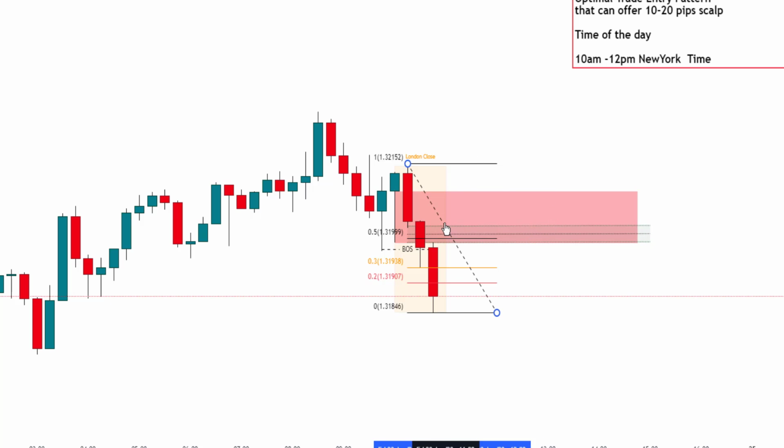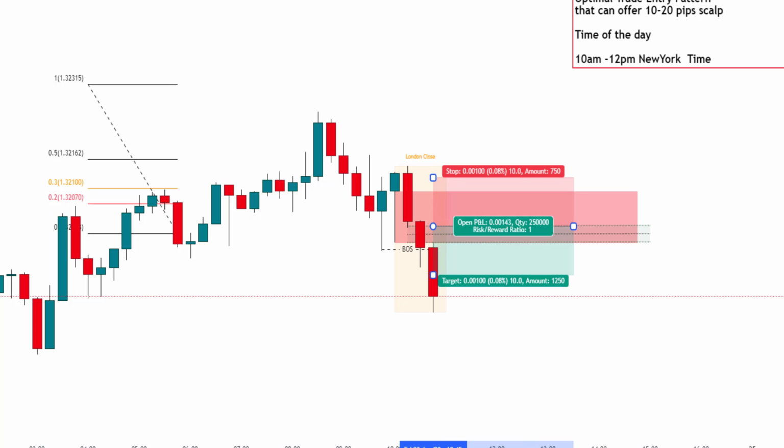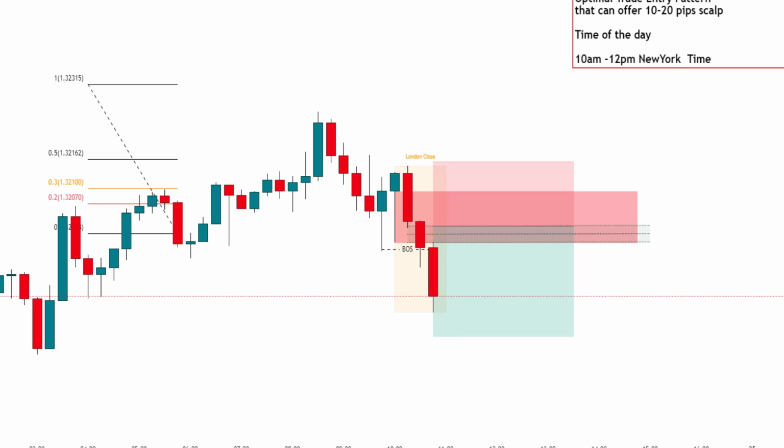Okay, remember ICT Silver Bullet is targeting a fair value gap, and that is where you get your entry, guys. Okay, so it's simple and straightforward. Look for that break of structure that is willing to show you trend continuation, and then pick your trade from there. This is 15-minute time frame. I just want to stop at the 15-minute time frame. I don't want to go further into checking what is happening in the lower time frame. And then you will target 10 to 20 pips.